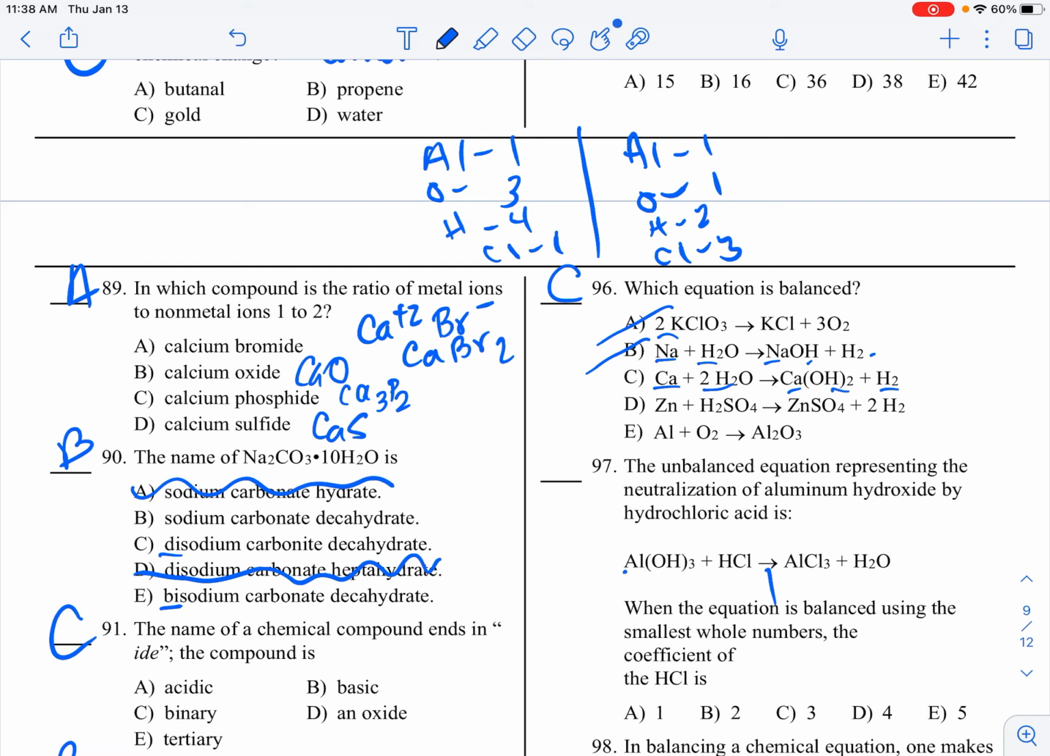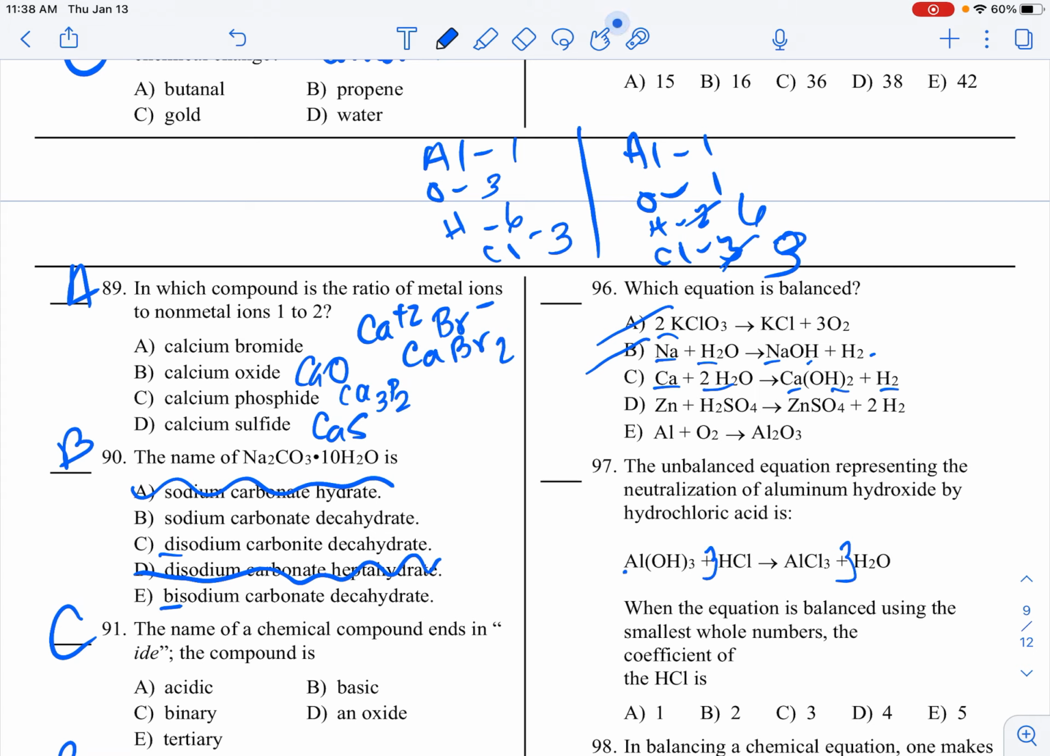Okay, so I need this to be a 3 to balance out chlorines. Let's see how this works. Oh, darn it. That's too much. That's 6 hydrogens now and 3 chlorines now, and we still have the 3 oxygens. And the 1 oxygen, this is going to be a 3 here. I'm going to get rid of this. It's supposed to be nothing. So now I have 6 hydrogens and I have 3 oxygens.